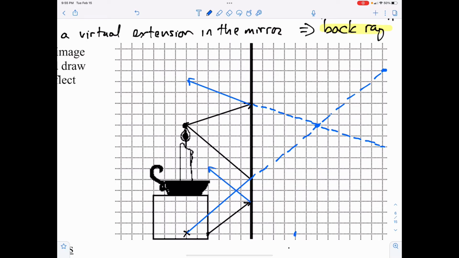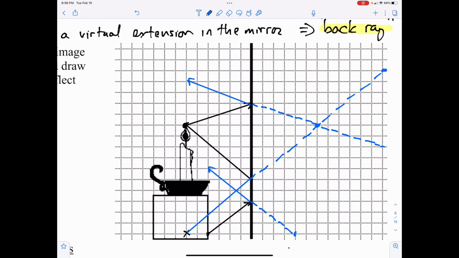Which means it's going to reflect that way, and it's going to have a back ray that goes exactly like this. Remember, the back ray is a virtual extension that you see inside the mirror coming back from the reflected ray. Then what I'm going to do is go a little bit higher.